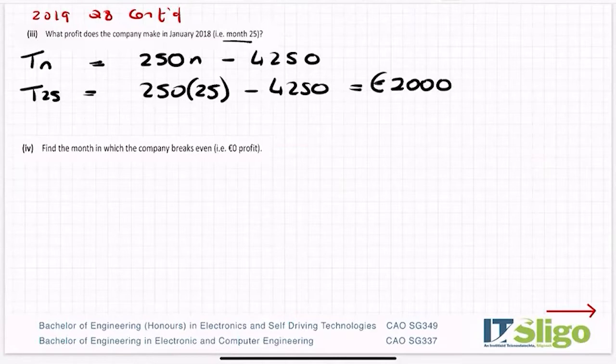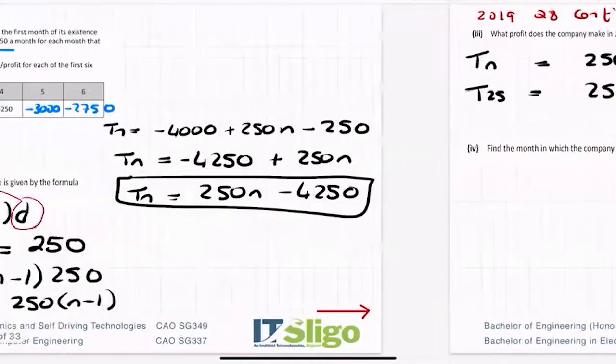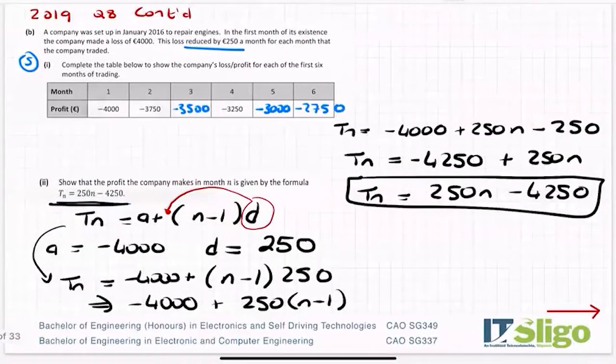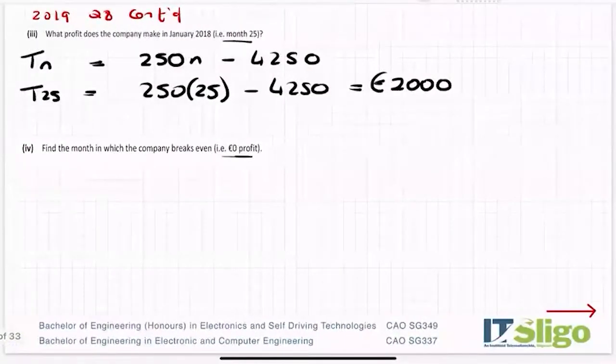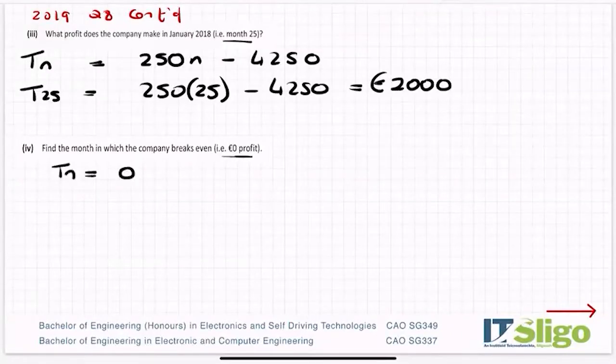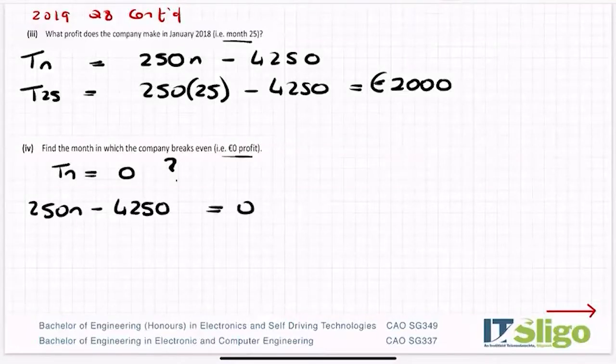Okay, find the month in which the company breaks even, i.e. zero profit. Remember all of these terms are measuring profit. So when this question asks this, it's asking you to figure out when is Tn 0. Instead of Tn, I'm putting in my formula, and you're wondering, when is that equal to 0? Just like any other algebra, numbers to one side, letters to the other.